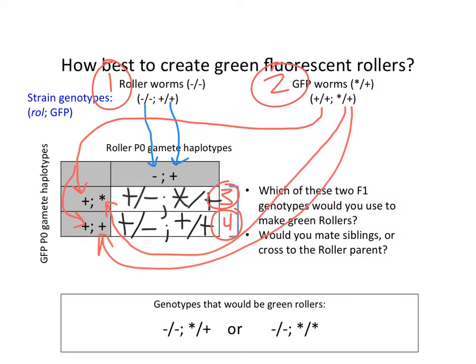But yeah, I would go with the parent and child. I would go with 1 and 3. Okay, so we've got one proposal to cross a worm with genotype 1 and a worm with genotype 3. Why would that make sense? If we're trying to make worms that are green fluorescent and roller, which one's harder to do, does it seem?